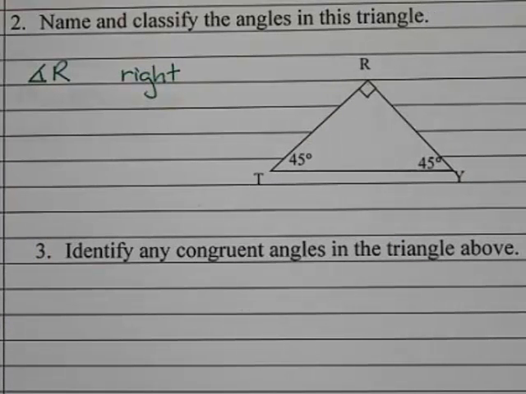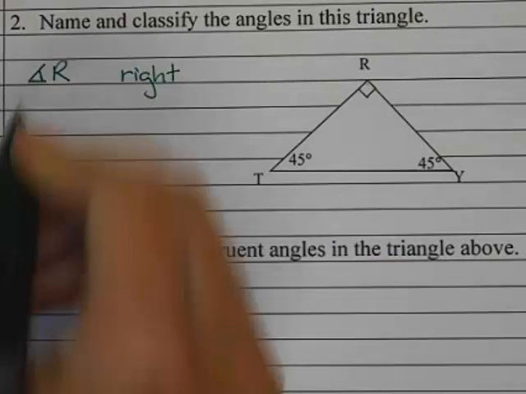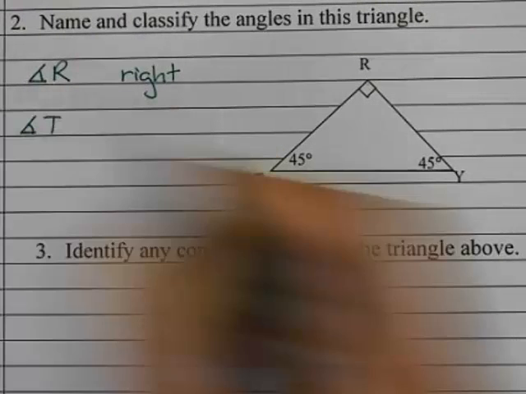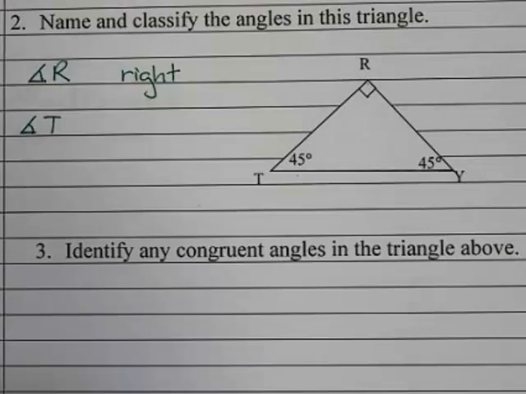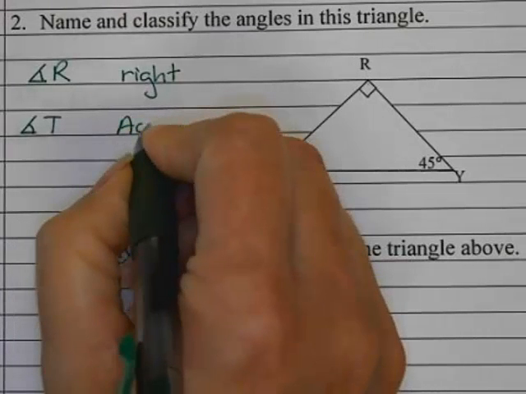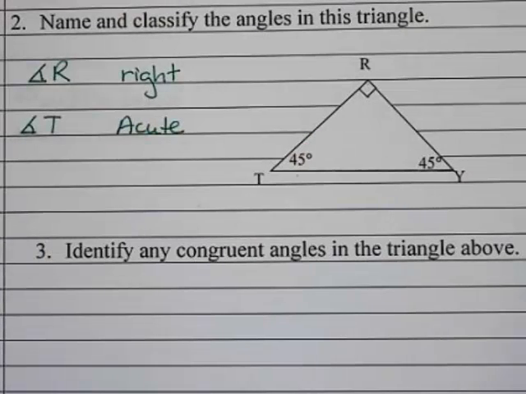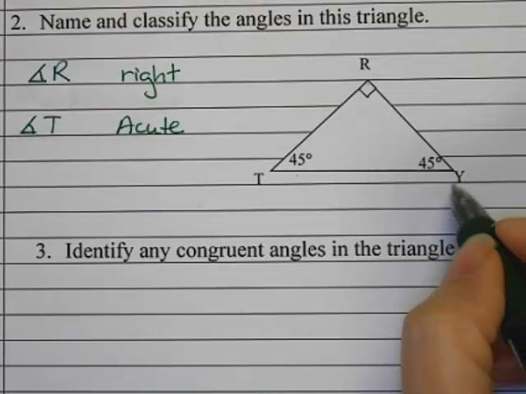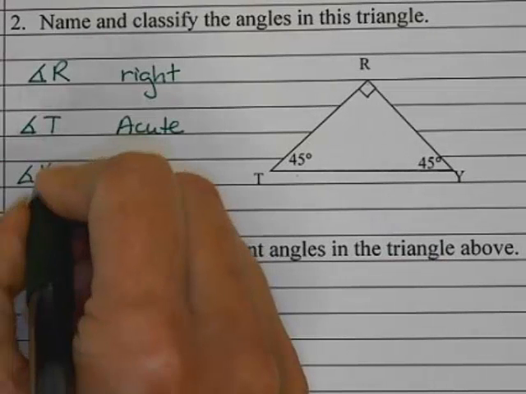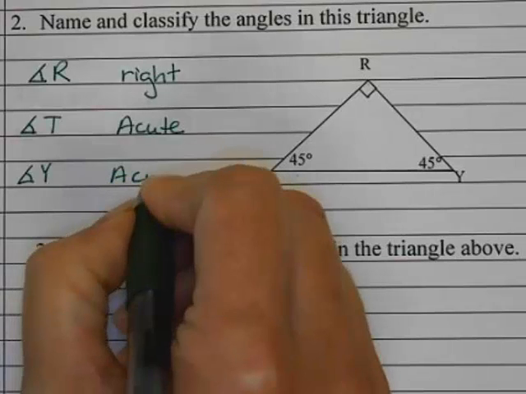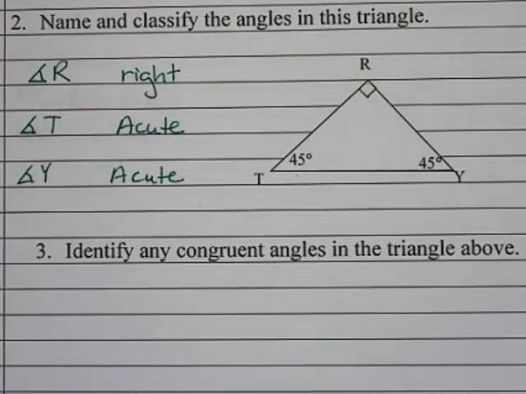Our next angle is right here, angle T. And angle T with a measure in there of 45 degrees, so that's going to be our little ones. Those are acute. And our third angle is angle Y. And so angle Y, that's also 45 degrees, just like angle T. That's going to be acute as well.